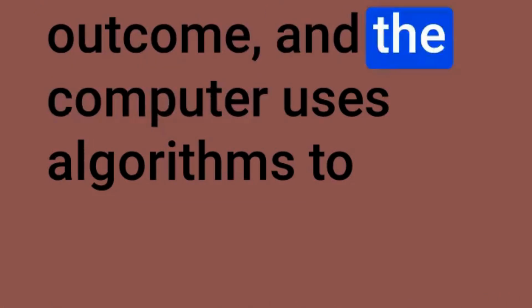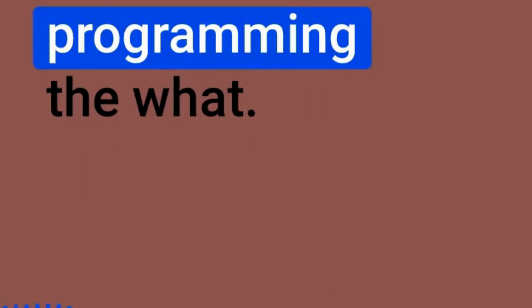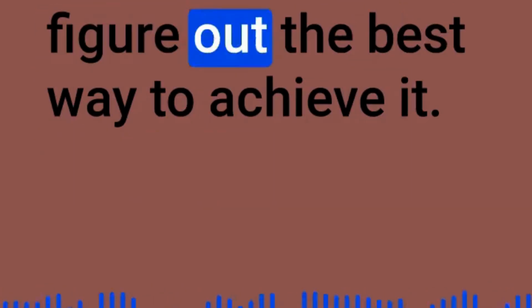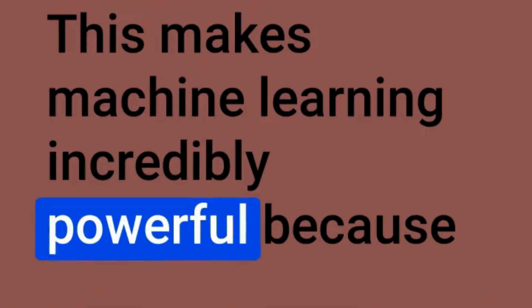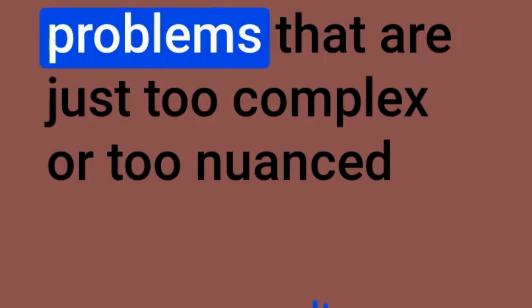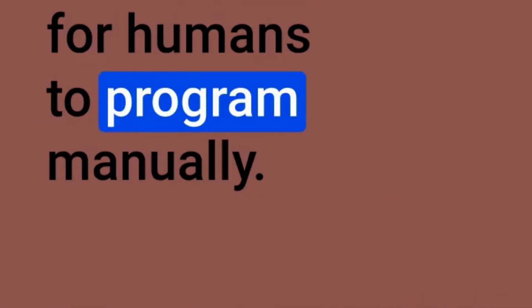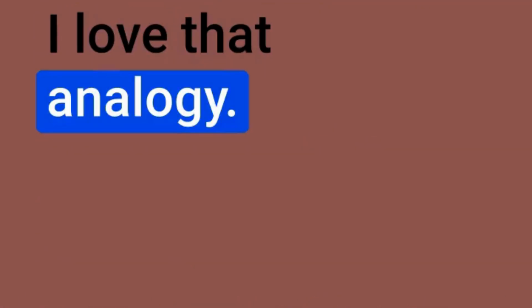We provide the data and the desired outcome, and the computer uses algorithms to learn the patterns and rules that connect the two. So instead of programming the how, we're programming the what. Exactly. We're defining the goal and letting the machine figure out the best way to achieve it. This makes machine learning incredibly powerful because it can adapt to new situations and solve problems that are just too complex or too nuanced for humans to program manually. It's like teaching a computer to fish instead of giving it a fish. I love that analogy.